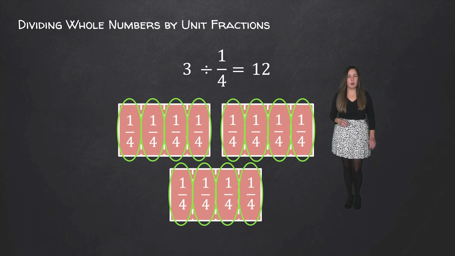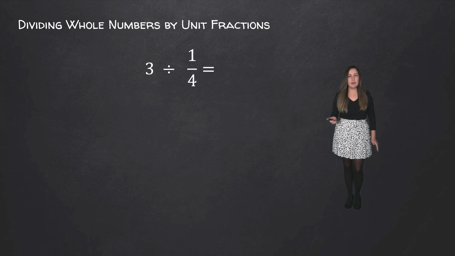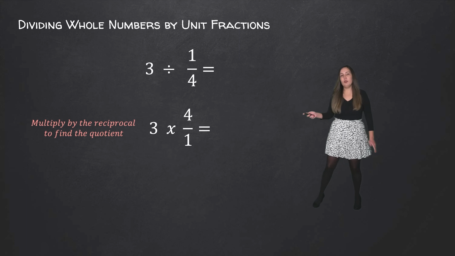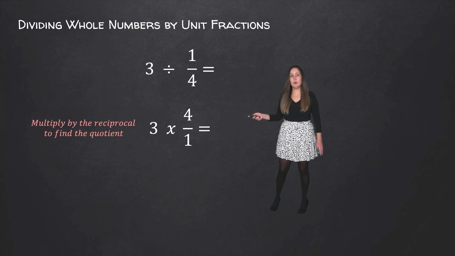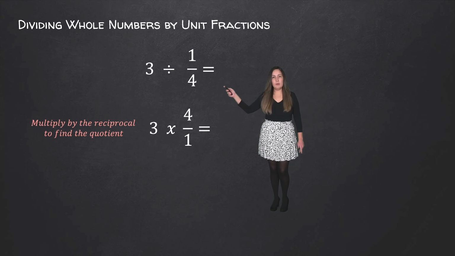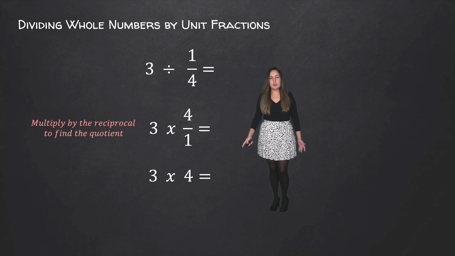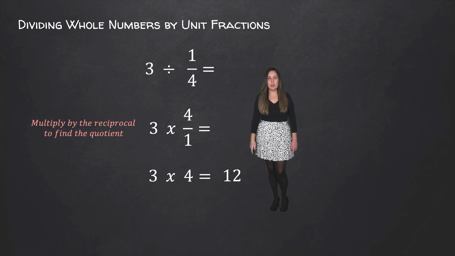fit into 3 wholes. Now, if we didn't have our model, in order to find our quotient, we would have to multiply by the reciprocal. So the reciprocal of 1/4 is equal to 4/1. And that's just 4. So 3 times 4 is 12. So 3 divided by 1/4 is equal to 12. And that's it for dividing whole numbers by unit fractions.